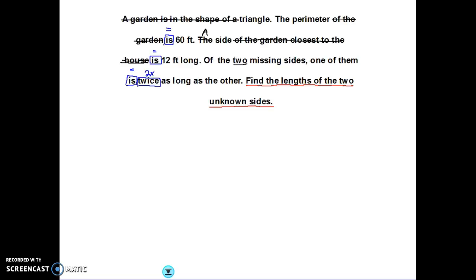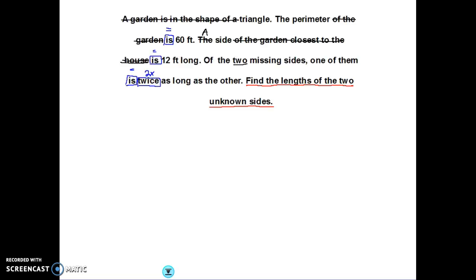So from here we have a triangle. The perimeter is 60 feet. A side is 12 feet long. Of the 2 missing sides, one of them is twice as long as the other. Now that we've simplified our text, we're going to go ahead and write equations from the text.